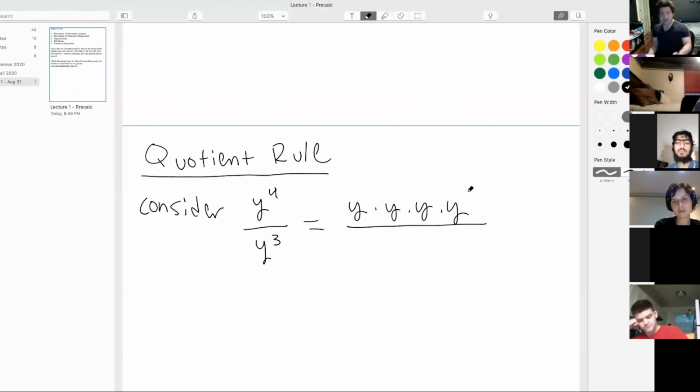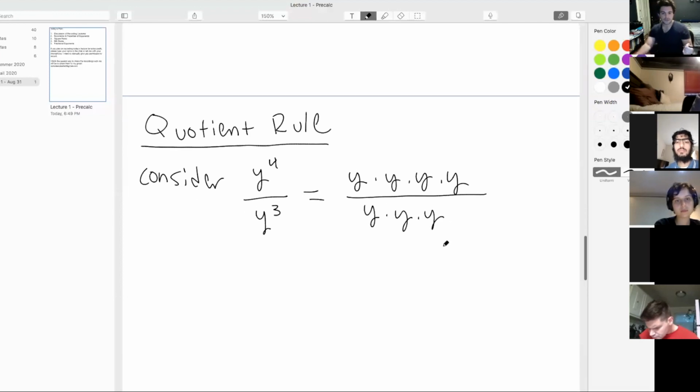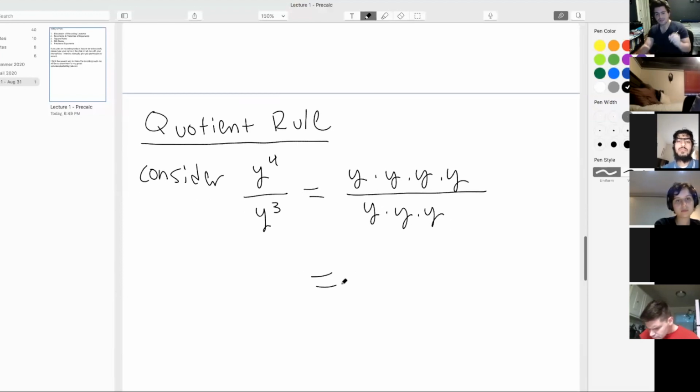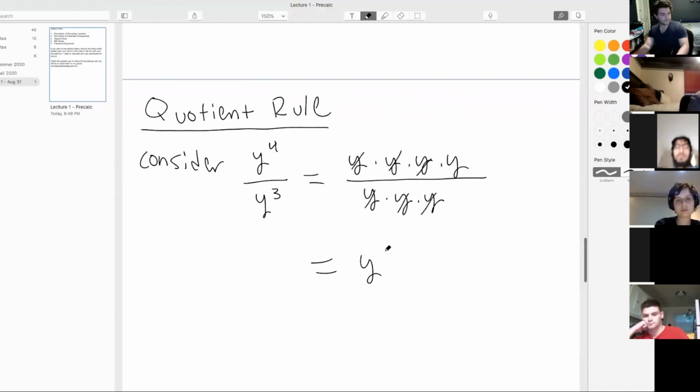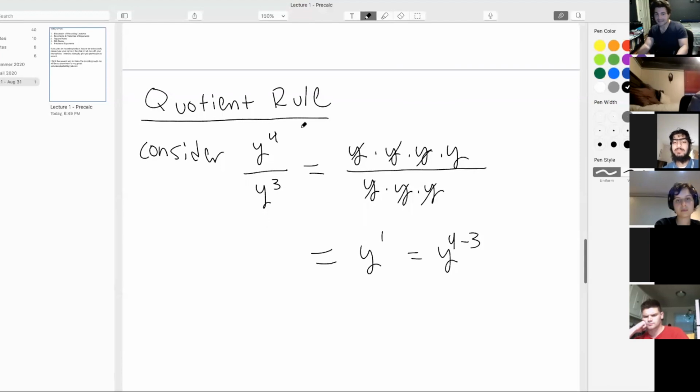And in the denominator, we have a similar thing. We have y multiplied by itself 3 times. Well, that's cool because now we have a bunch of cancellations. Okay, so this y and that y cancel, that y and that y cancel, that y and that y cancel. Basically, we're just left with y to the 1st. And if you're clever, you can rewrite 1 as 4 minus 3. And how did we get those numbers? Well, I just took the power in the top and the power in the bottom.